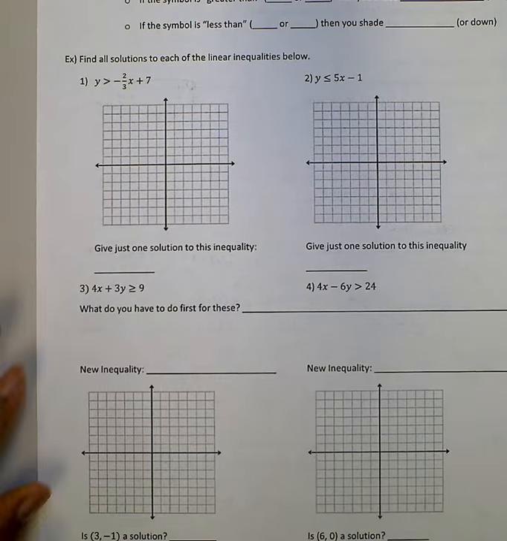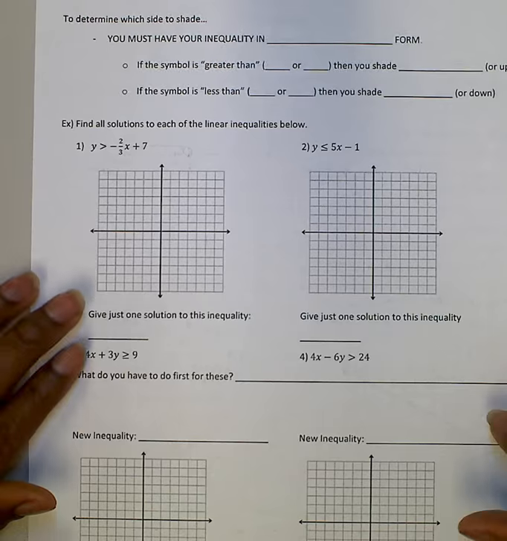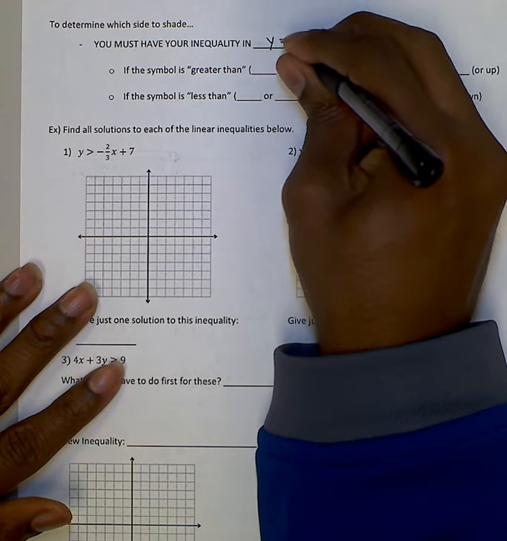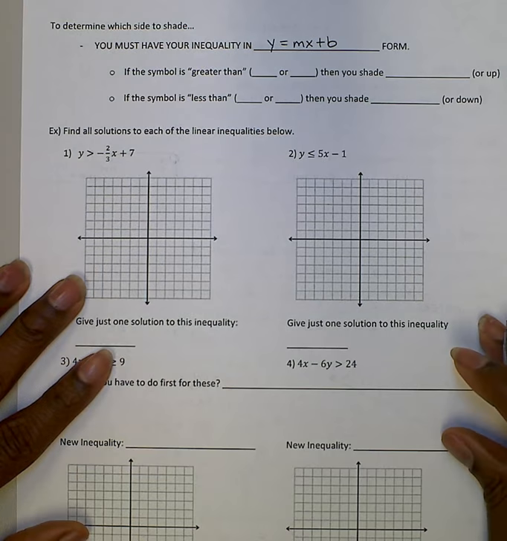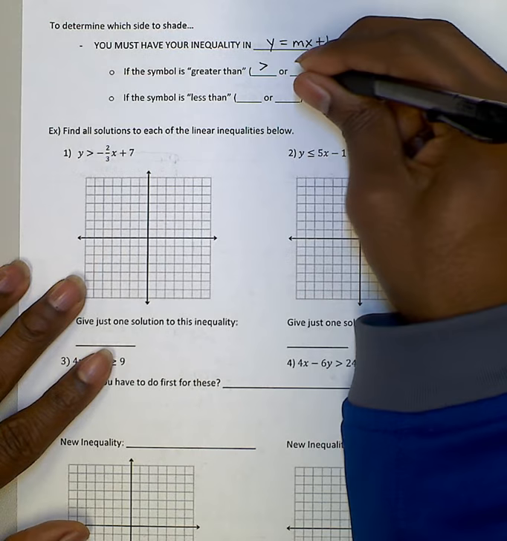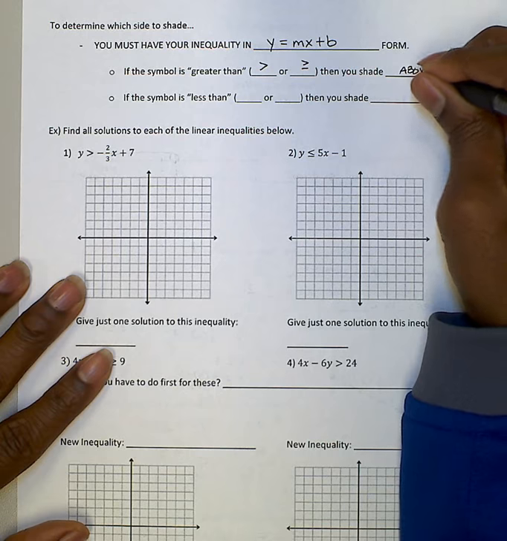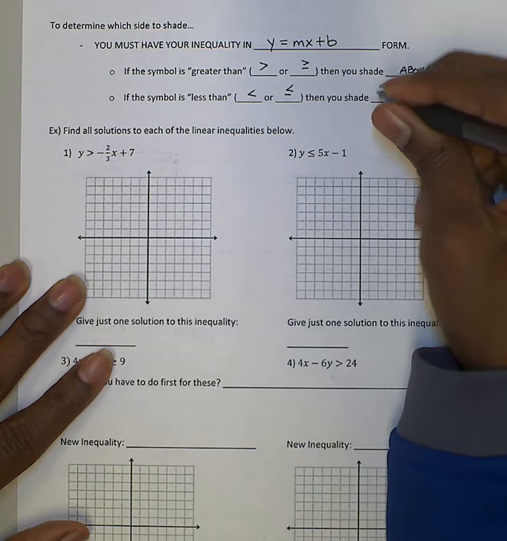All right, flipping to the back side. To determine which side to shade, you must have your inequality in slope-intercept form. Say y equals mx plus b. That's slope-intercept form. Okay. If the symbol is greater than, so we'll say greater than or equal to, then you shade above. If the symbol is less than, so less than or equal to, then you shade below.